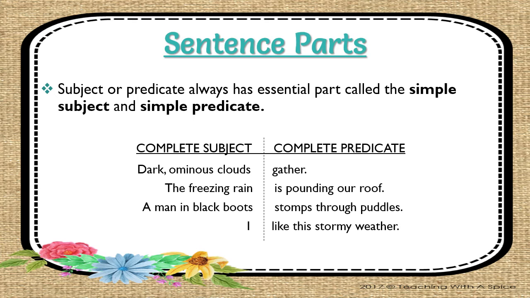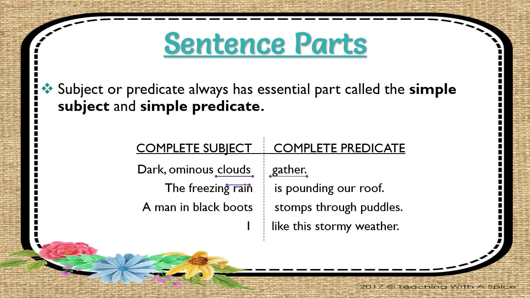So look at the first sentence. Dark, ominous clouds gather. In the subject, dark, ominous clouds, there's one simple subject, clouds, because that's the one thing that's doing it, the main idea. And then the simple predicate, here it's the same as the complete predicate because you only have one word, and that would be gather. So clouds gather.